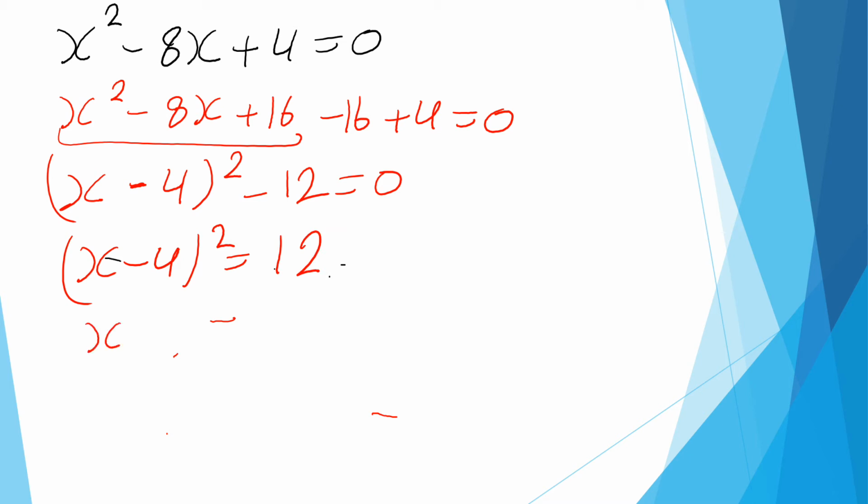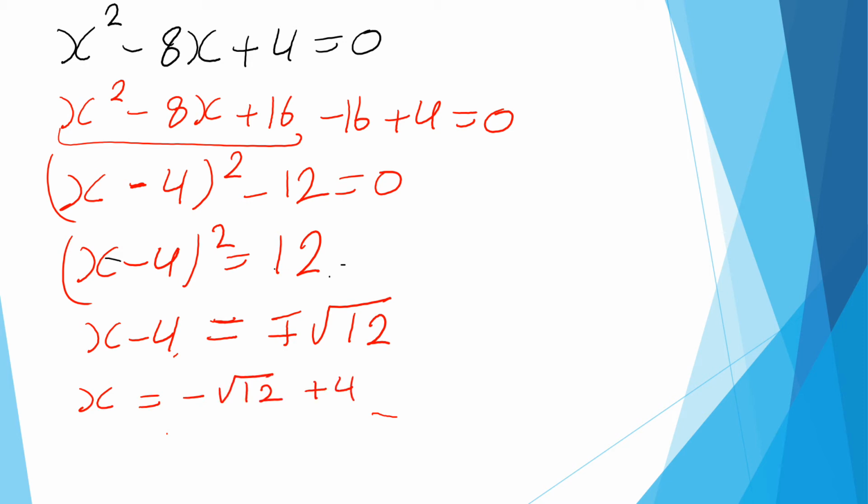Square root both sides. Positive negative square root of 12. So it's either x equals negative square root of 12 plus 4 or x equals positive square root of 12 plus 4.